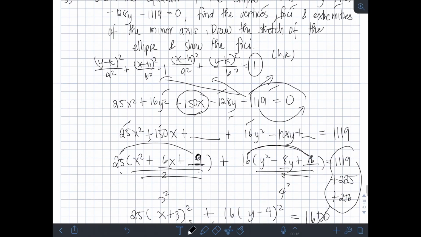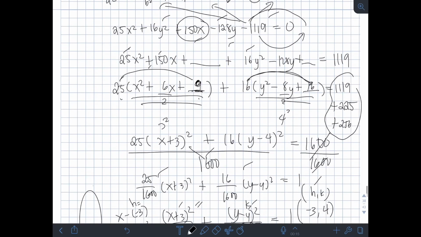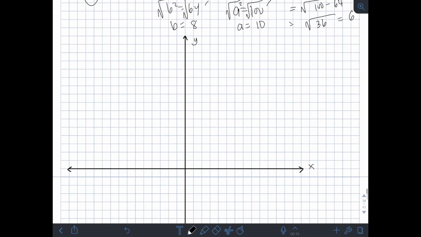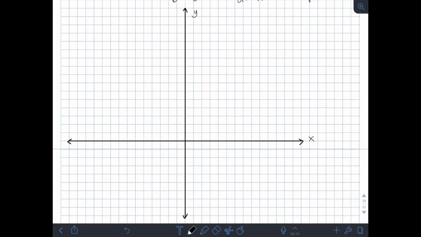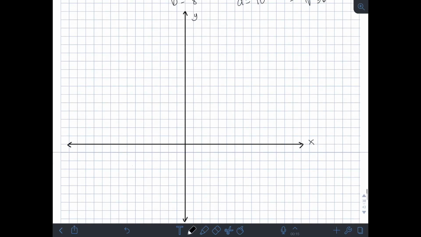Now, para masolve natin yung required ng problem, which is the vertices, foci, extremities of the minor axis, and the graph, magsimula tayo sa pag-plot nung different parts nung ellipse. So, mag-start tayo sa center. Lagi kapag magpa-plot tayo, magsimula tayo sa center nung ellipse. So, negative 3, 4. So, negative 3, 1, 2, 3, and positive 4: 1, 2, 3, 4. So, ito. Okay? Negative 3, 4. Siya si center.